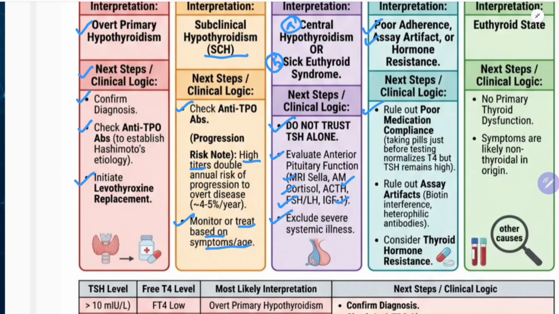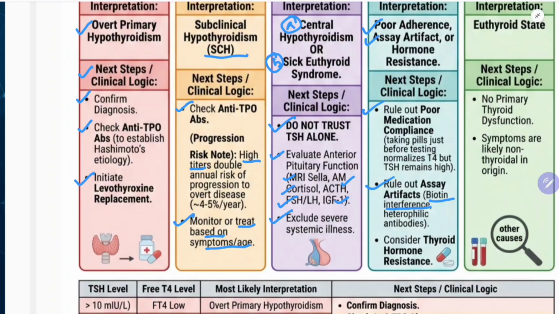Taking pills just before testing normalizes T4, but TSH remains high because it will take time. Rule out assay artifacts like biotin interference. Remember, biotin is a vitamin which will interfere with this measurement of TSH and the thyroid profile. It will interfere and cause defects in the measurement.